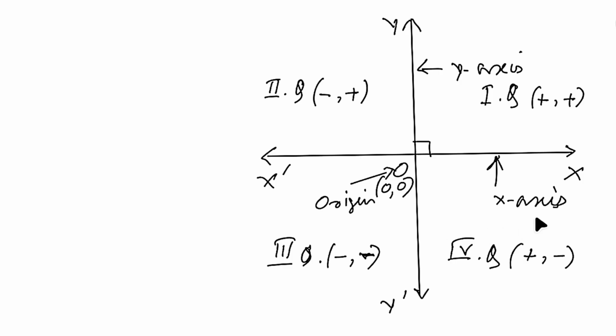Always remember this. Another thing, the x-coordinate is also called abscissa and the y-coordinate is also called ordinate. Remember this, and also remember the signs of the quadrants: first, second, third, fourth. Otherwise, you cannot plot the points on the Cartesian plane. This is the rectangular Cartesian plane. This system is called the Cartesian rectangular system.